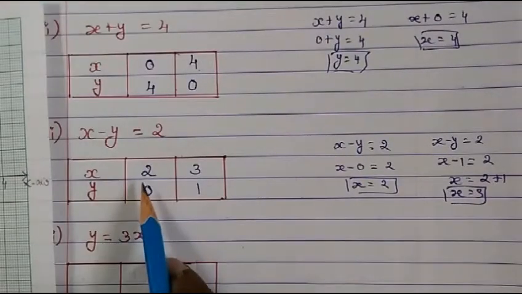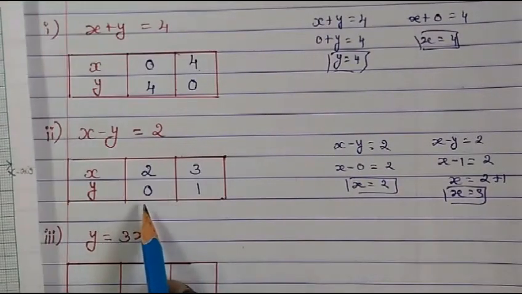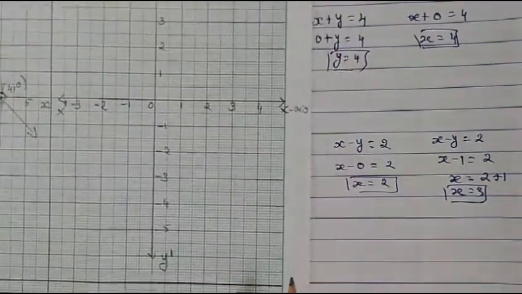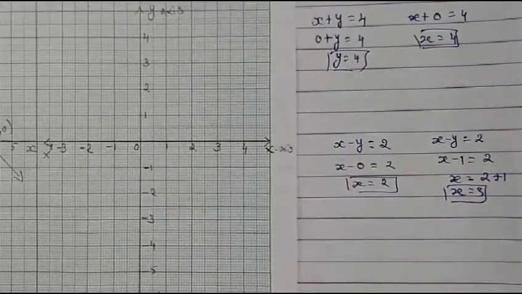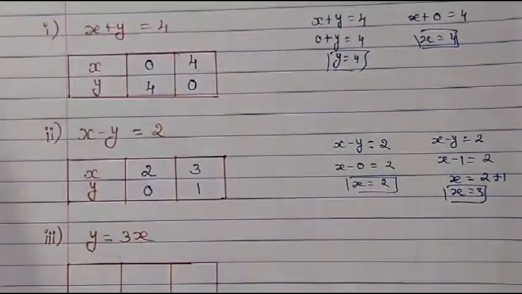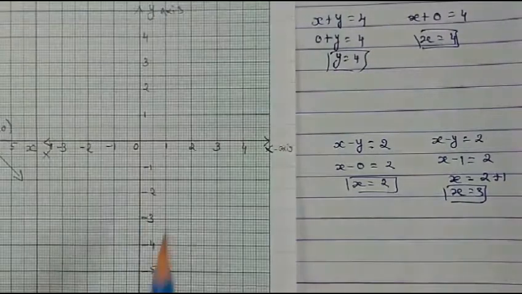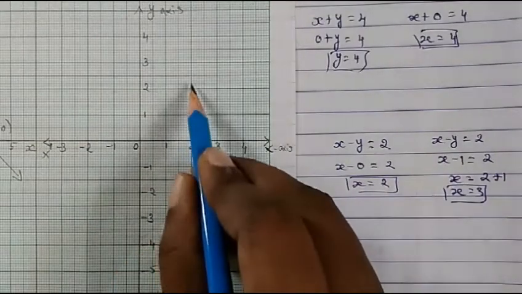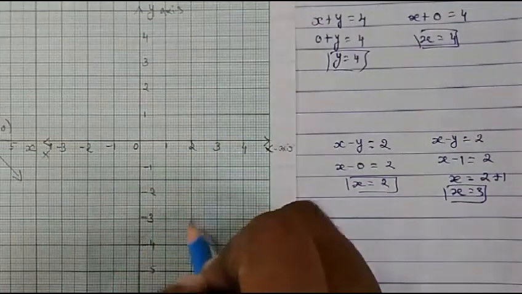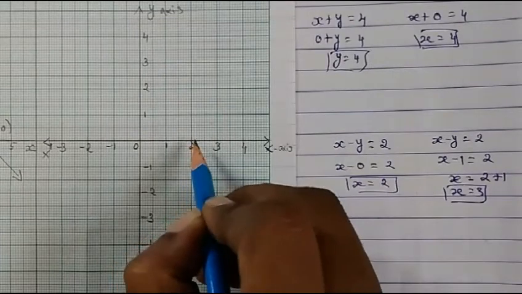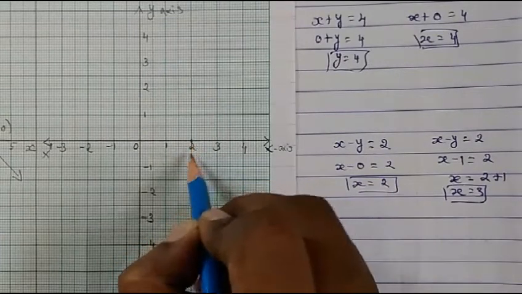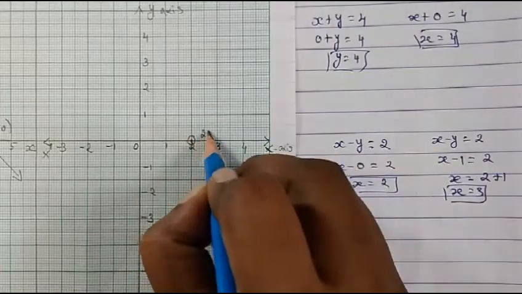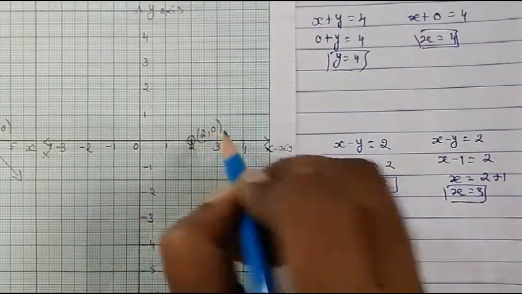So for x it is 2 and y it is 0. So let's find out. What we said, x is 2, y is 0. So x is 2 is here. y is 0 means for y, this direction, y starts from here, 0 only. For y 0 is here only and x is 2 is here. So this is x is 2, y is 0.